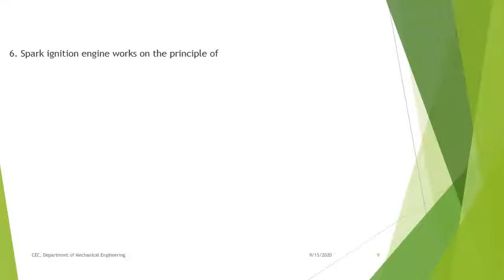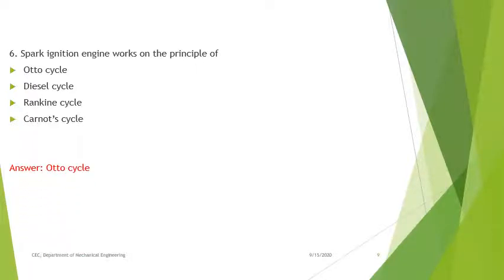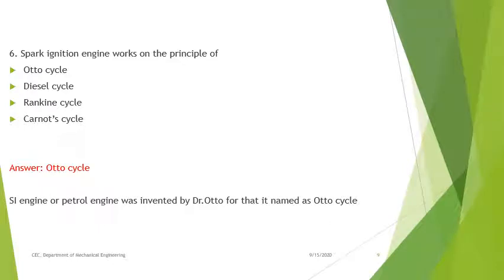Spark ignition engine works on the principle of: Otto cycle, diesel cycle, Rankine cycle, Carnot cycle. Answer is Otto cycle, because the SI engine or petrol engine was invented by Dr. Otto. For that it is named the Otto cycle. The diesel cycle is called so because the diesel engine was invented by Rudolf Diesel. For that reason its name is diesel cycle. For this question the answer is Otto cycle because it was invented by Dr. Otto.